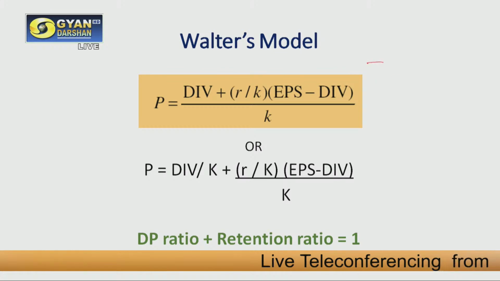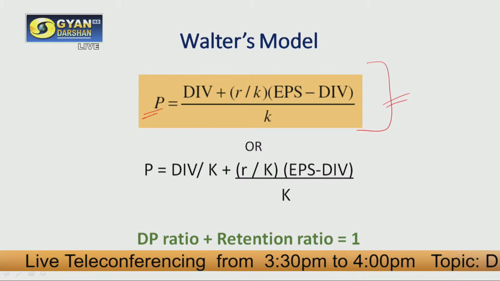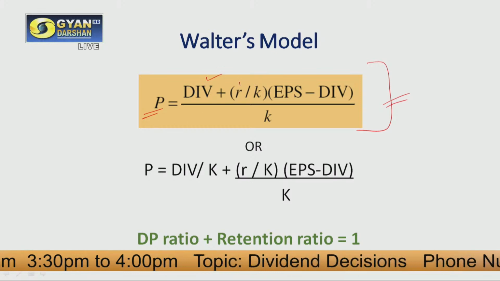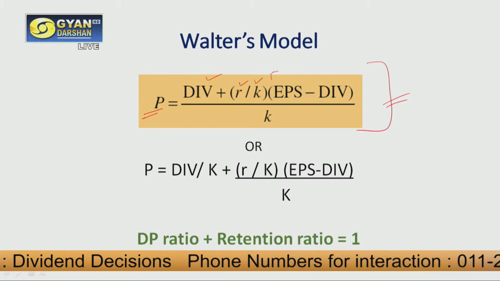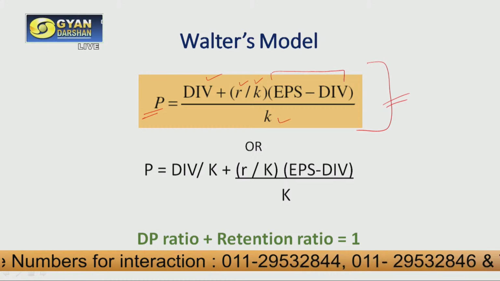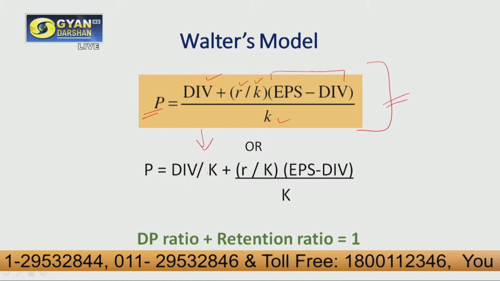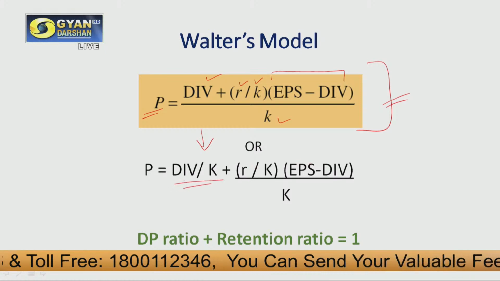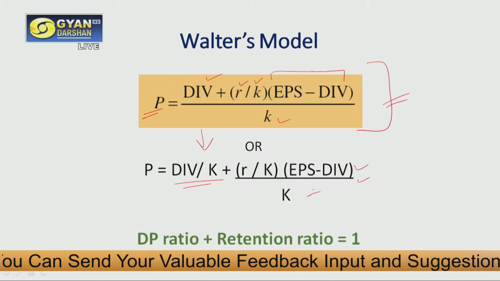So our Walter's model can be presented in the form of this equation, where the price of share, today's price of share, will be equal to dividend plus R upon K, where R is our return and K is the cost of capital, multiplied by earnings minus dividend, and the whole amount has to be divided by K. The same equation may also be written in this form: dividend upon K plus R by K multiplied by EPS minus dividend, and the whole numerator has to be divided by K.